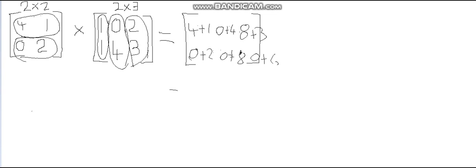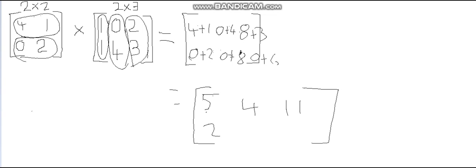Now let's go ahead and rewrite this. Let's make the matrix a little bigger this time. And so firstly we have 4 plus 1, so that's 5. And we have 0 plus 4, which is 4, 8 plus 3, which is 11, 0 plus 2, which is 2, 0 plus 8, which is 8, and 0 plus 6, which is 6. And this would now be the resulting matrix of that multiplication.